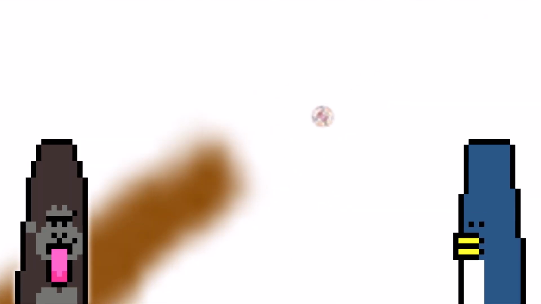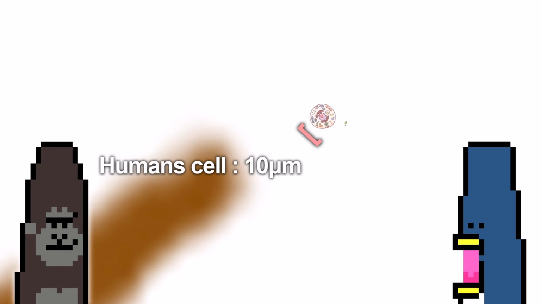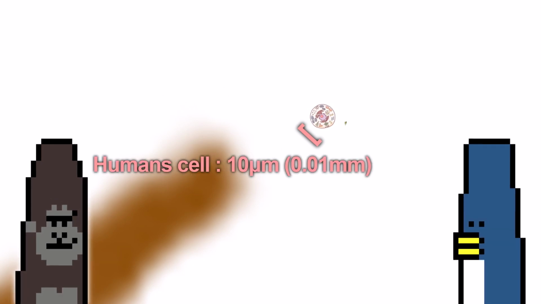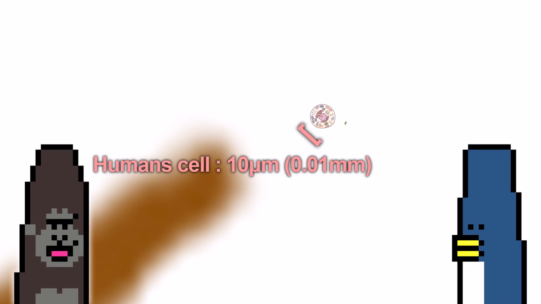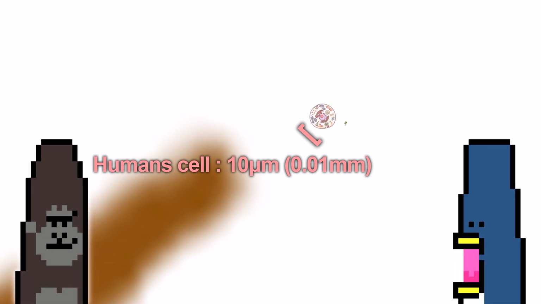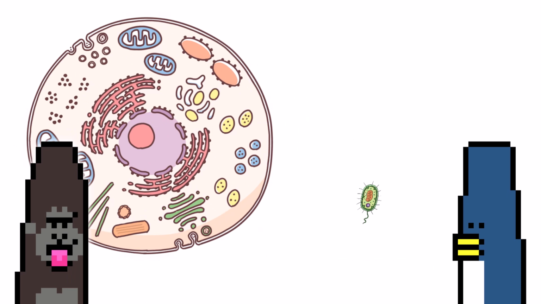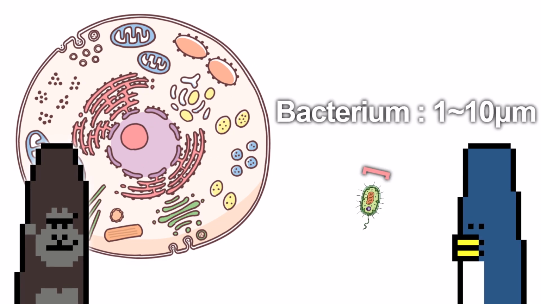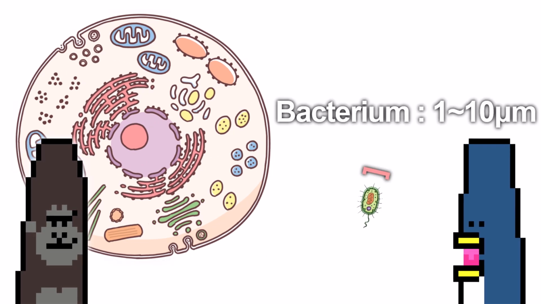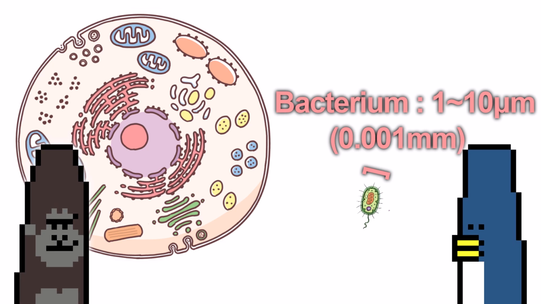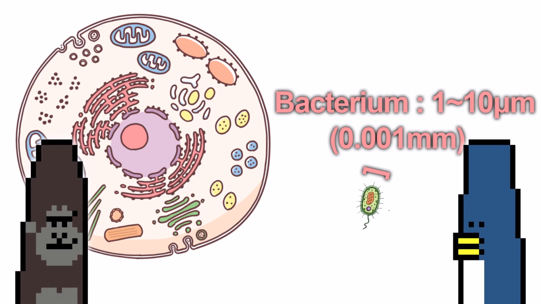I can see something. These are the cells that make up humans. The size of a human cell is from 10 to 20 micrometers. That's about 1/10 the thickness of a hair, right? Exactly. Let's magnify it again. There's something else. This is a bacterium. The size of a typical bacterium ranges from 1 to 10 micrometers. So they're just a bit smaller than human cells?